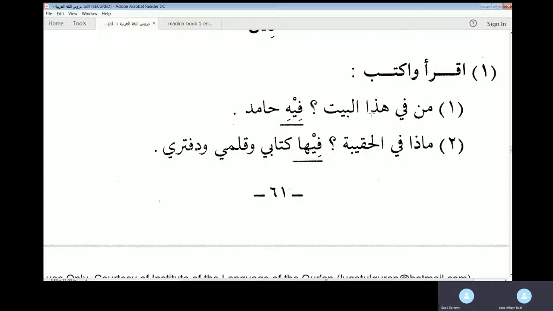Maza fi haqibati? What is in the bag? Fiha kitabi wa qalami wa daftari. In it is my book, my pen and my register.